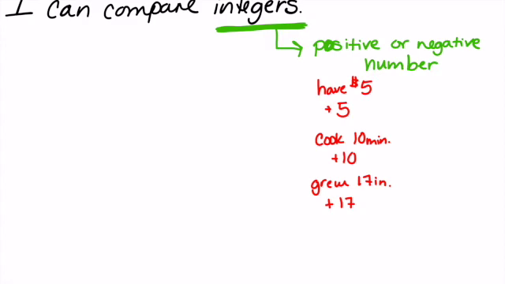Now with positive numbers, we don't always have to write the positive sign because regular numbers are positive. So we wouldn't say I have plus $5, we just say I have $5. We wouldn't say cook it for plus 10 minutes, you just say cook it for 10 minutes. And you wouldn't say it grew plus 17 inches, you just say 17 inches. So with a positive number, you can write the plus sign or not. It doesn't matter either way.